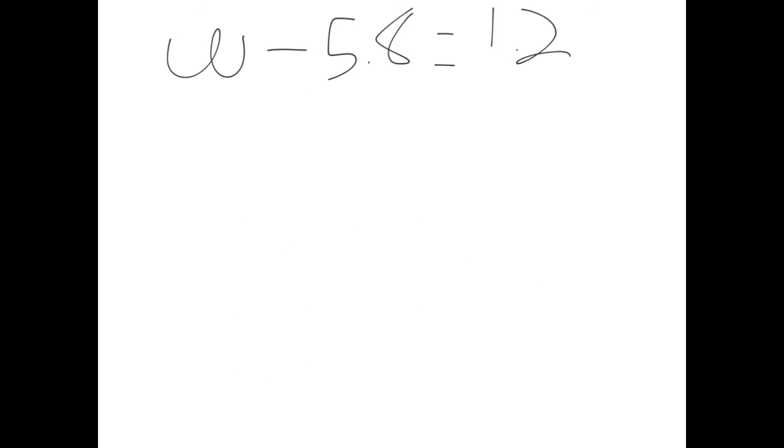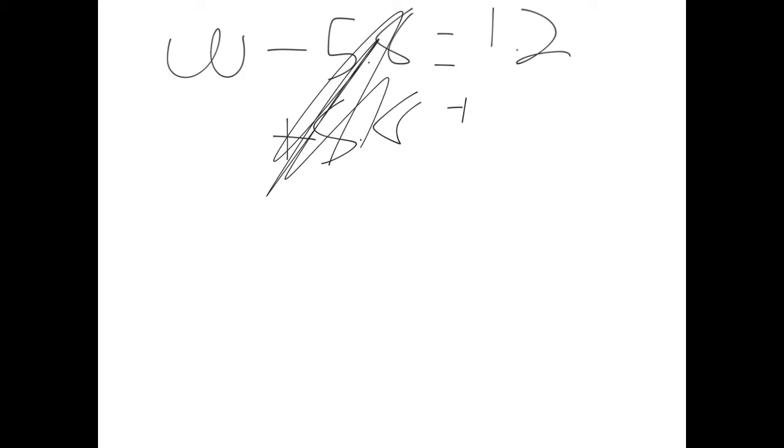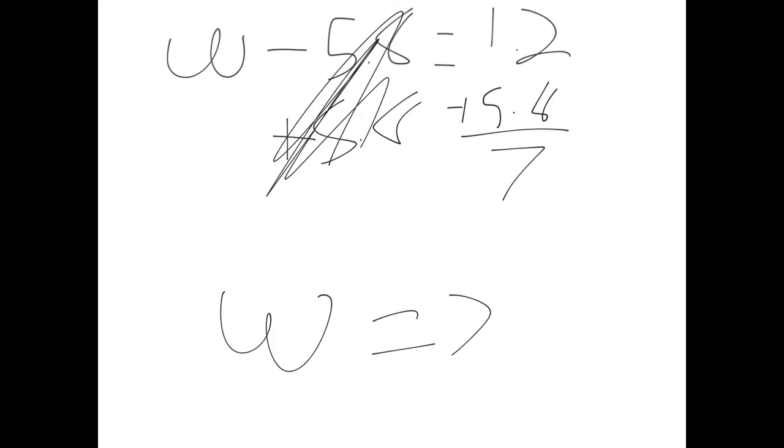So now we're going to be trying to find the answer to this using decimals. So what you're going to want to do is actually add 5.8, but that's just going to cancel each other out. So then you're going to want to add 5.8 again and add that together, which will end up being 6, or actually, sorry, it's going to be 7. The answer is 7, and so that means W equals 7.